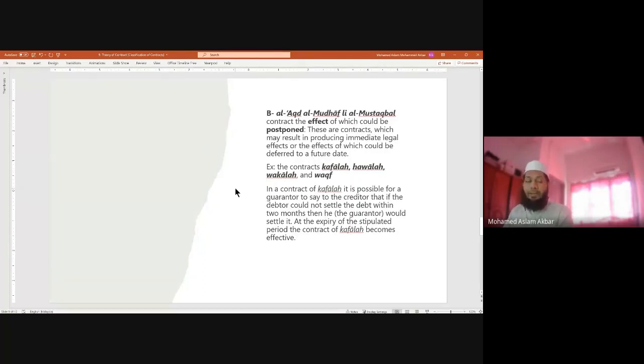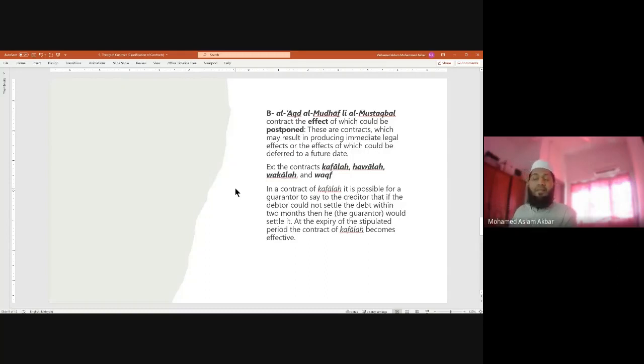The legal effect happens immediately, but it could be deferred to the date that the sale happens, because the sale might happen maybe within 1 week, or maybe within 2 weeks, or maybe within 1 month or 2 months, right? Which means that the legal effect only happens when that sale happens.